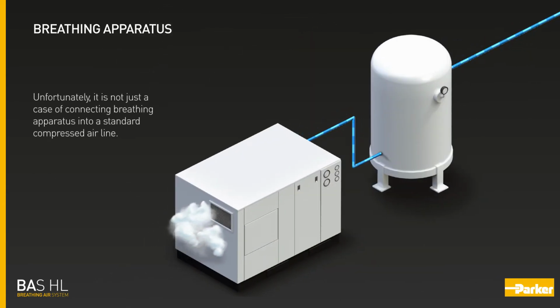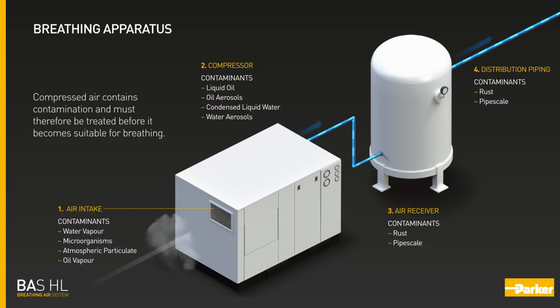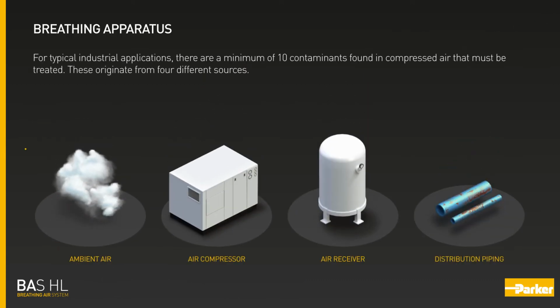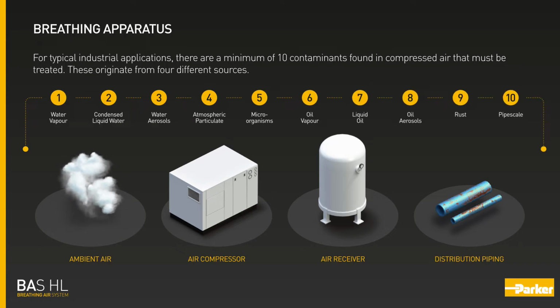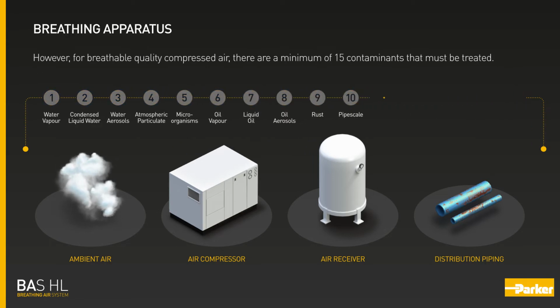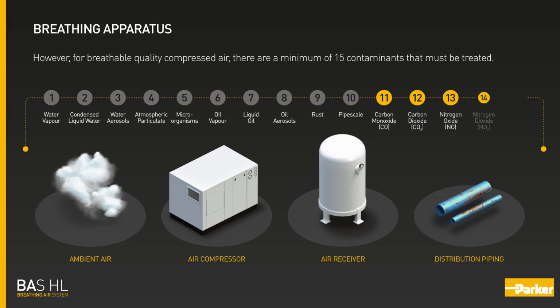Unfortunately, it's not just a case of connecting breathing apparatus into a standard compressed air line. Compressed air contains contamination and must therefore be treated before it becomes suitable for breathing. For typical industrial applications, there are a minimum of 10 contaminants found in compressed air that must be treated. These originate from 4 different sources. However, for breathable quality compressed air, there are a minimum of 15 contaminants that must be treated.